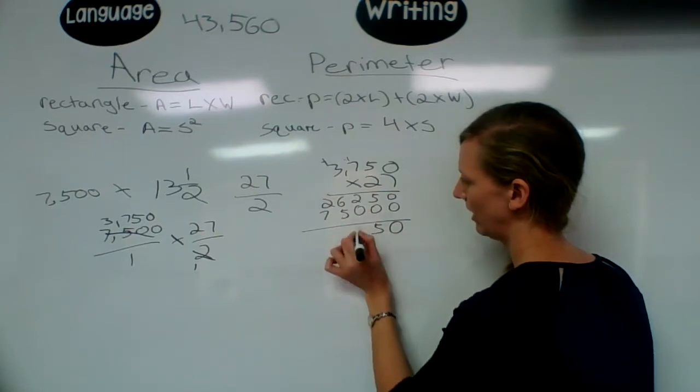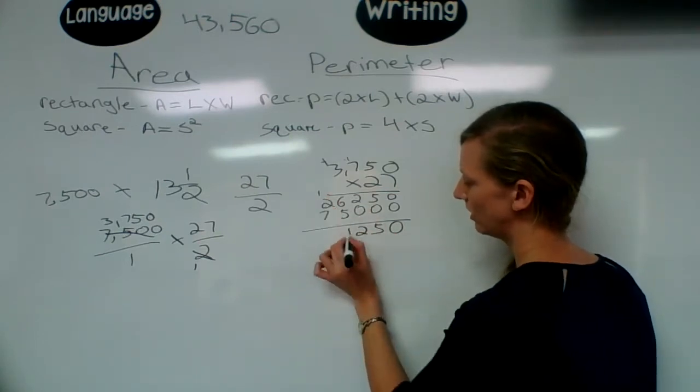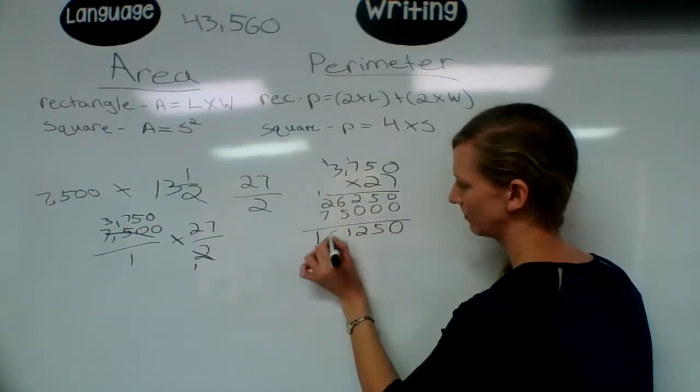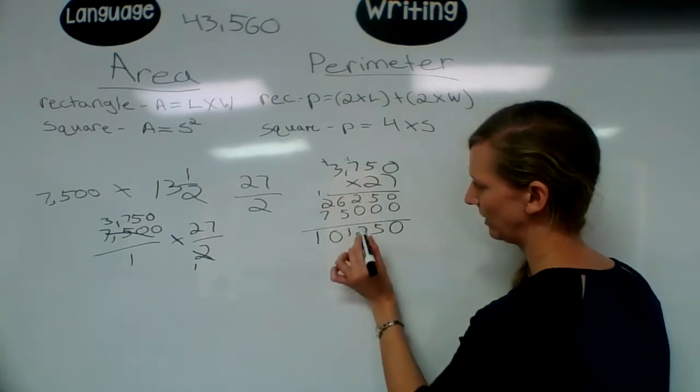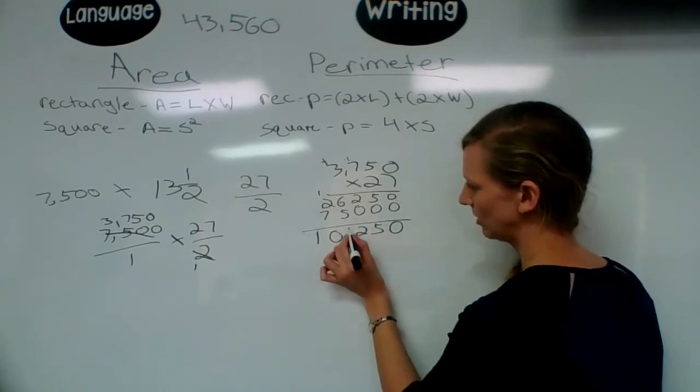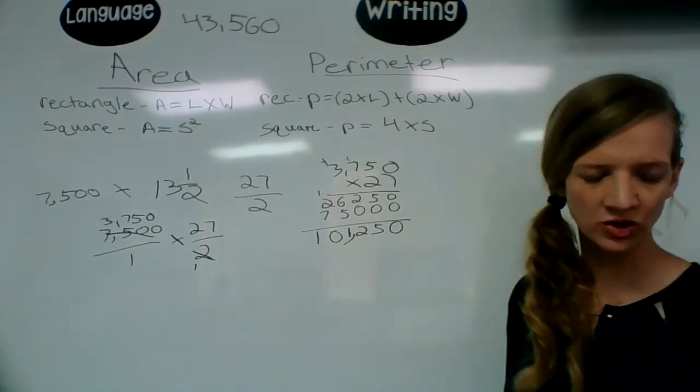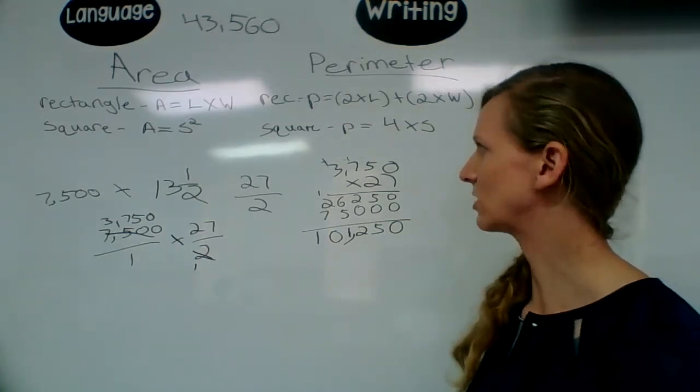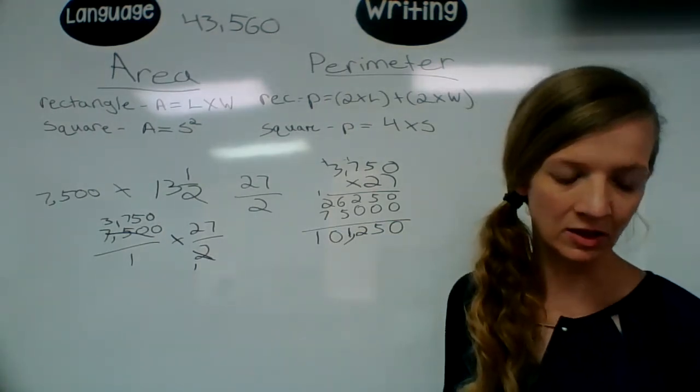0, 5, 2, 11, 7, 8, 9, 10. Make sure you put your comma where it needs to go. 1, 2, 3. So we have 101,250. So how much did all the land cost?